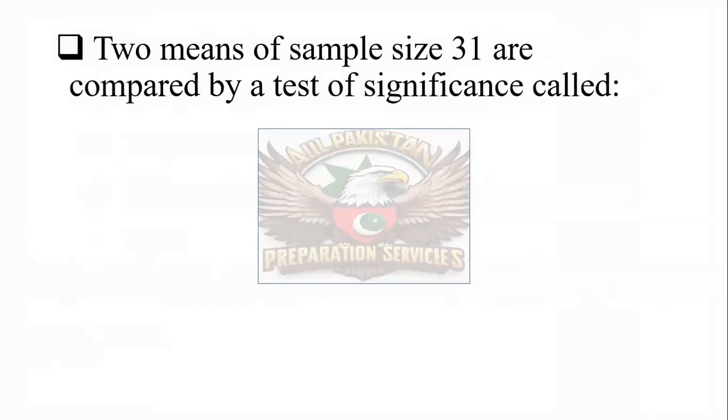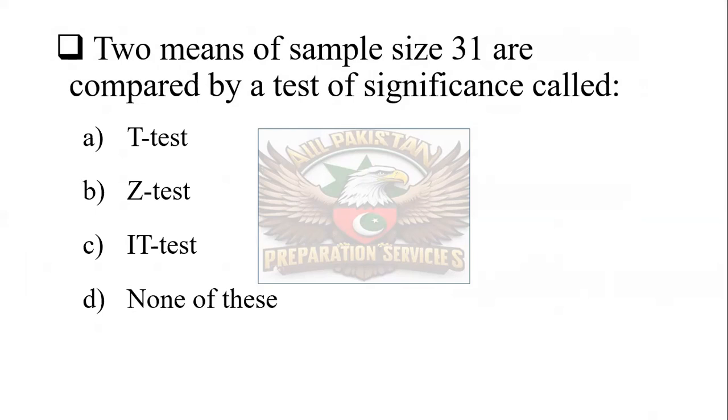Our next question: two means of sample size 31 are compared by a test of significance called t-test, z-test, F-test, or none of these. The correct one is z-test. When two means with a sample size of 31 are compared, the test is known as a z-test.